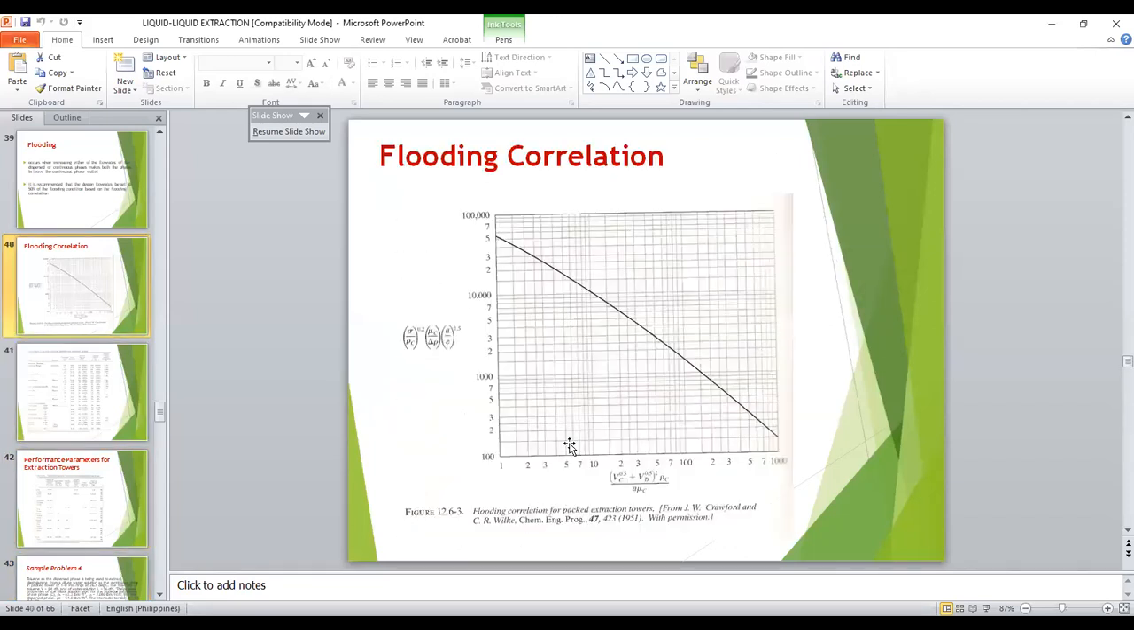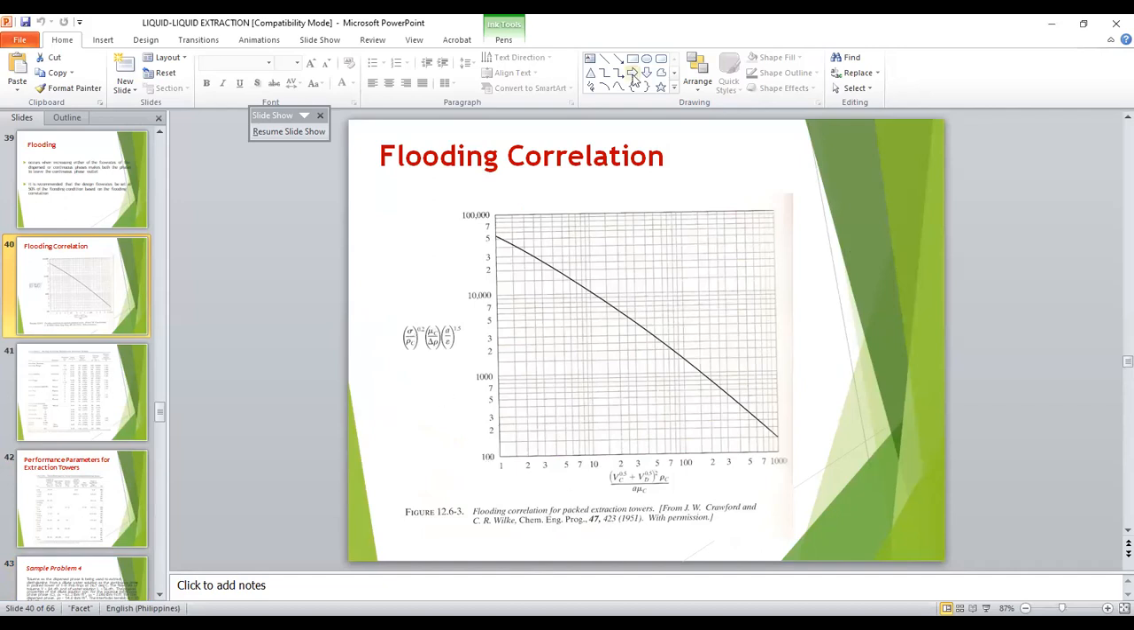Now that's the flooding correlation diagram. We need to find this. That way we can find the x coordinate of our point after we have projected it to the right on the curve, ending on the curve, and then projecting it downwards and reading the corresponding value of the x coordinate. So we will determine the y coordinate.